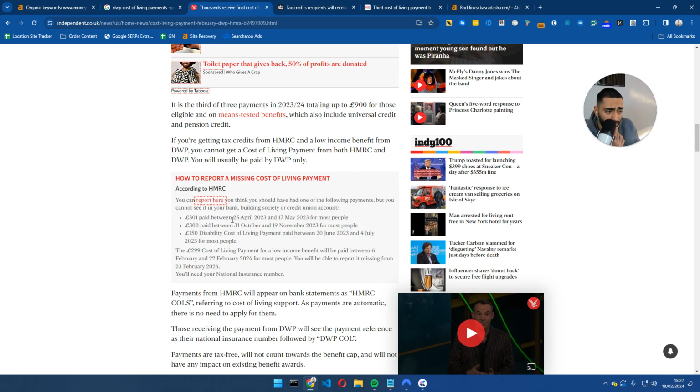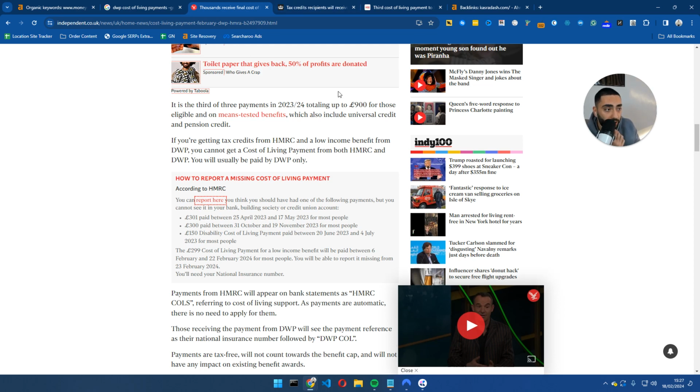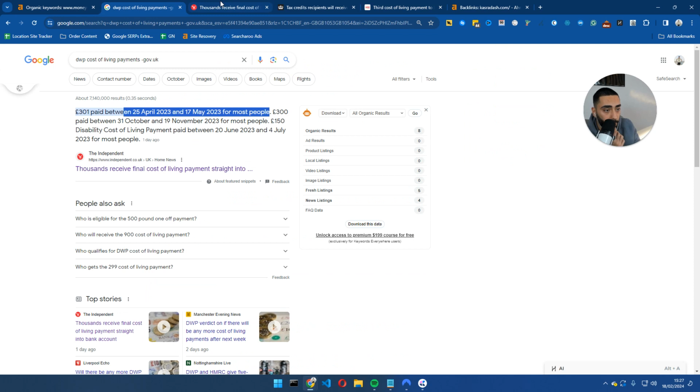It also looks like there's three different types of DWP payments, which we should probably be including on our page as well. Now let's take a look and see who is independent.co.uk.